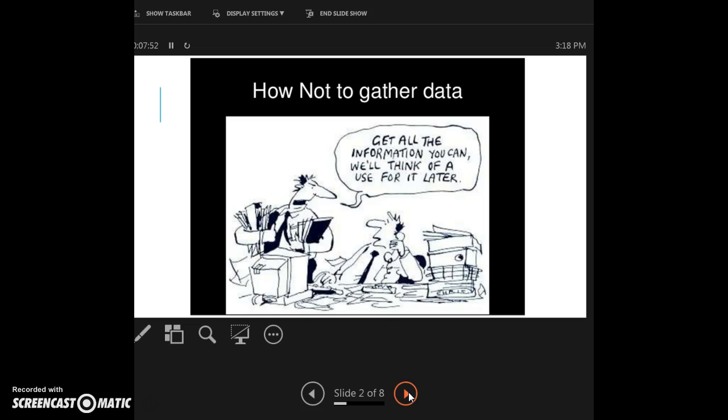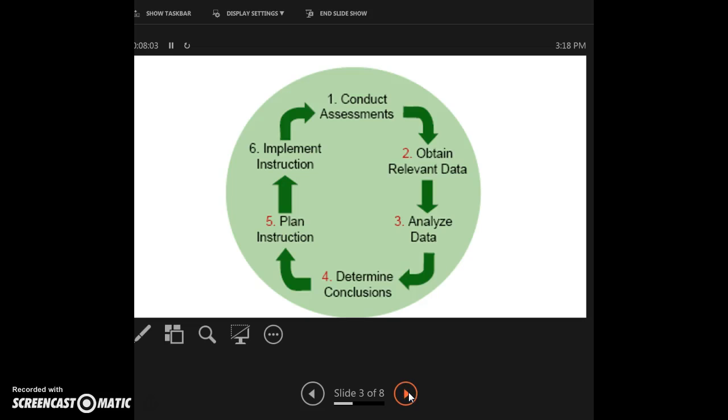It really doesn't help you. You kind of get overwhelmed. So what we're focusing on is that formative assessment cycle. If you remember, in the spring I asked you to collect one formative assessment that you used during your unit. So like it suggests here, you will have already completed step 1, correct?